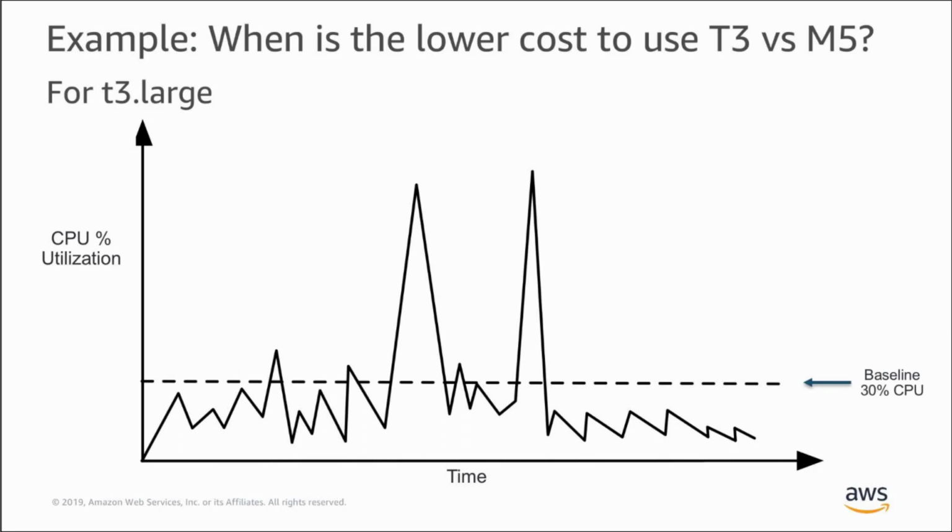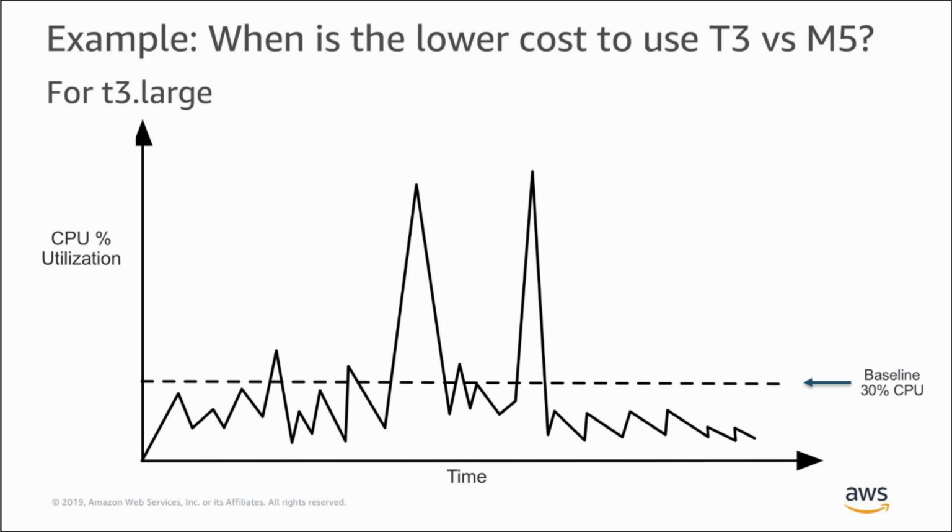So now let's get to the meat of it. We really want to talk about when it is lower cost to use T3 versus an alternative option, which is an M5. An M5 instance type allocates the full performance of the vCPU. So think about it, you can run it at 100% utilization for as long as you want, as long as you're running the instance. There's no concept of credits required.